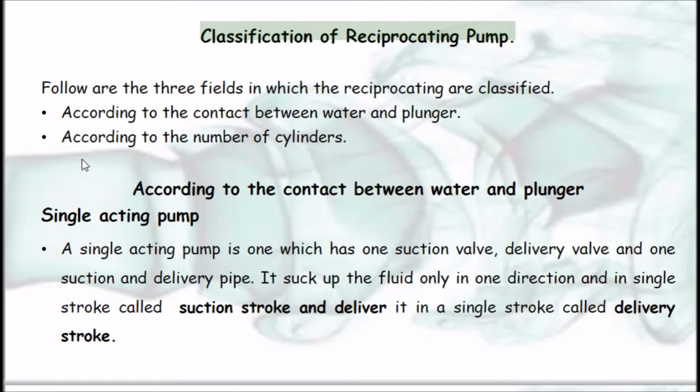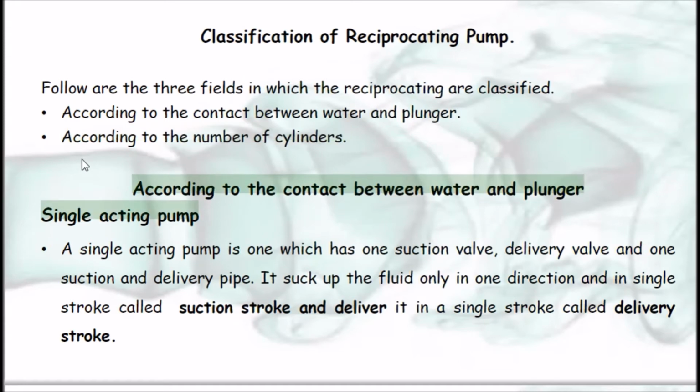Classification of reciprocating pump. The following are the three fields in which reciprocating pumps are classified. According to the contact between water and plunger. According to the number of cylinders.